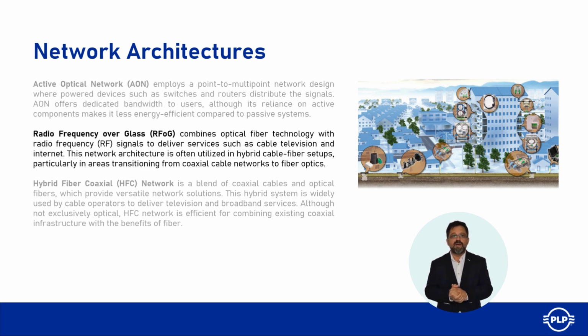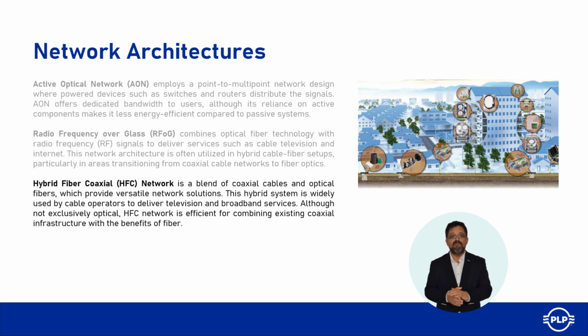Next, let's mention radio frequency over glass. This architecture combines optical fibers with radio frequency signals to deliver cable television and internet services. It is typically used in hybrid cable fiber deployments, especially in regions transitioning from legacy coaxial infrastructure to fiber. Finally, there is hybrid fiber coaxial network. While not fully optical, this network integrates coaxial cables with optical fibers. It is commonly used by cable operators to provide broadband internet and television services, particularly in urban and suburban areas.